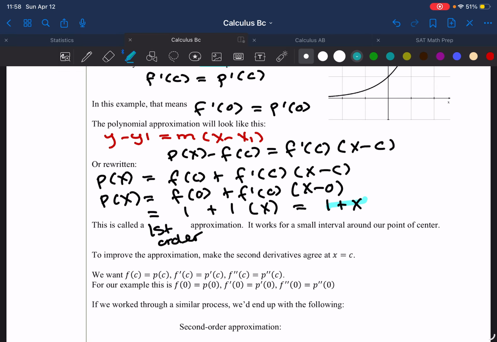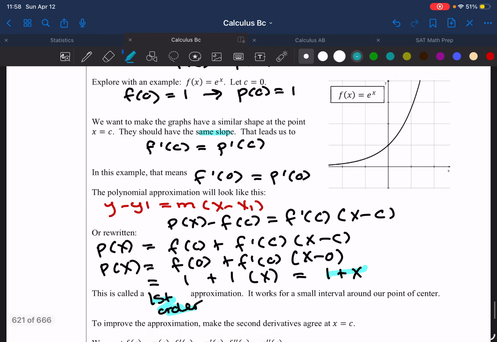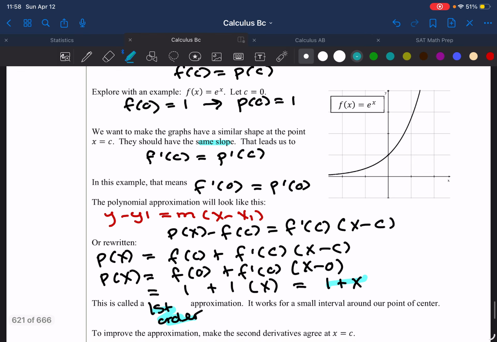This equation here is going to be called a first order approximation, because we only use the first derivative to find this approximation. So if I go over here and I plot my point 0, 1, because c is equal to 0, and then I look at my approximation 1 plus x, I get the following line. I'm also going to color code it with my approximation. And so now I got an approximation for the function e to the x.